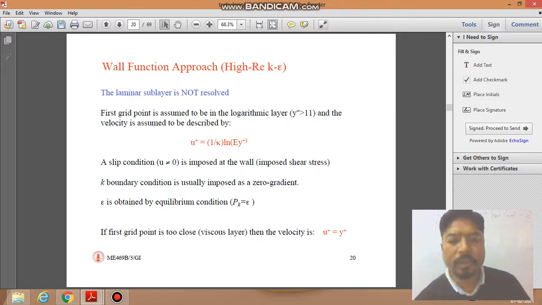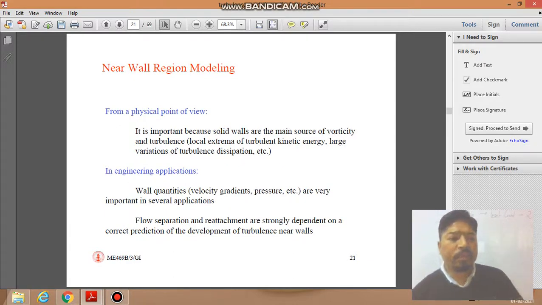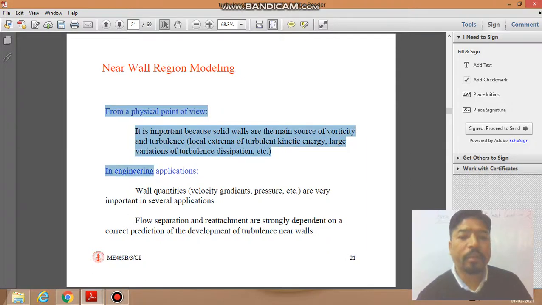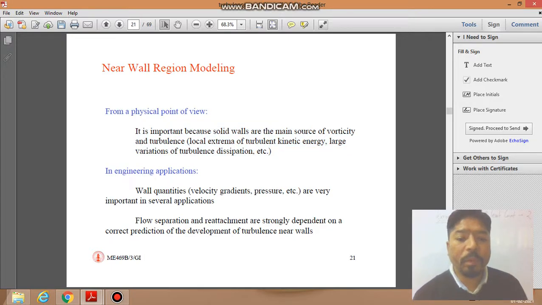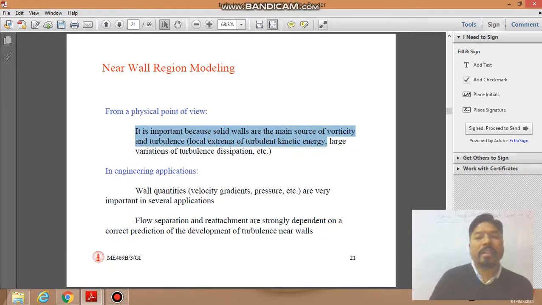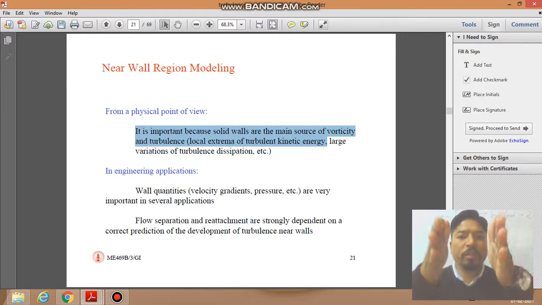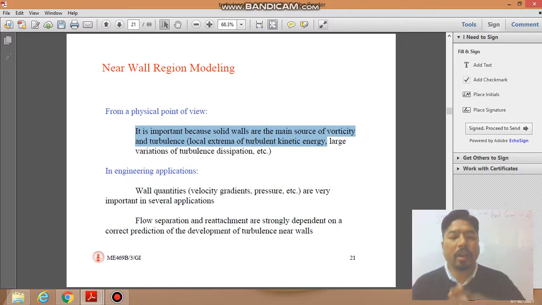Now from a physical point of view, when we are doing wall modeling, when we are going to model the region nearby the wall, it is important because solid walls are the main source of vorticity and turbulence, large variation of turbulence and dissipations. Of course, we cannot deny the wall region, although our total focus is on the behavior of the fluid flow which is flowing inside that particular channel or over that particular surfaces.